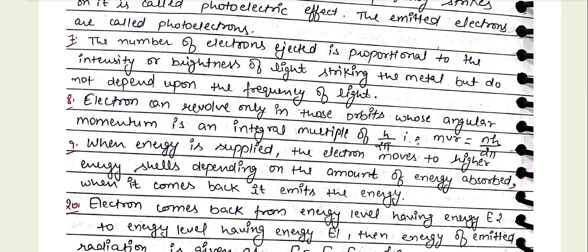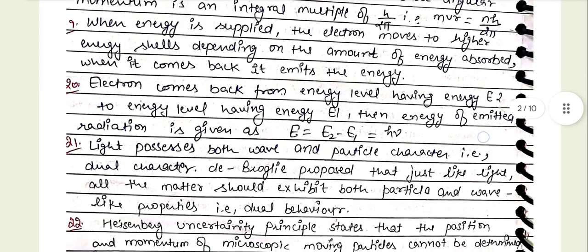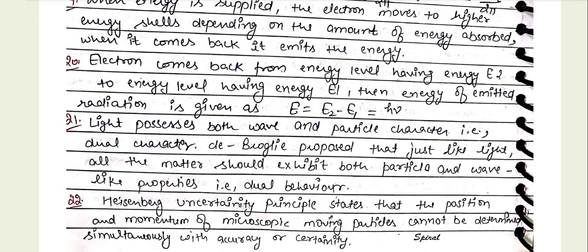Electron can revolve only in those orbits whose angular momentum is an integral multiple of h/2π, that is mvr = nh/2π. When energy is applied, the electron moves to higher energy shells depending on the amount of energy absorbed. When it comes back, it emits the energy. If the electron comes back from the energy level having energy E2 to the energy level having energy E1, then the energy of the emitted radiation is given by E = E2 − E1 = hν.